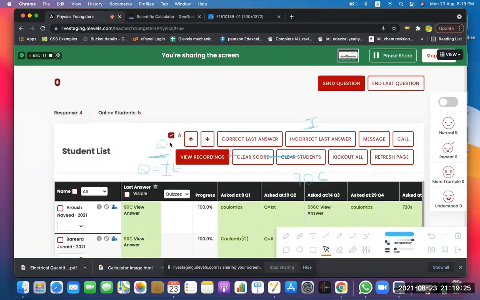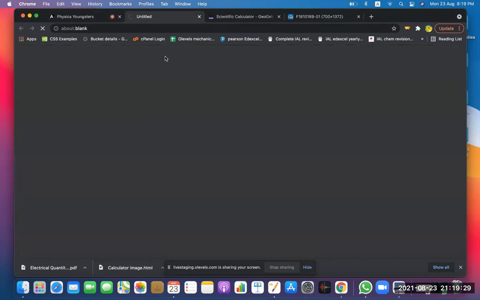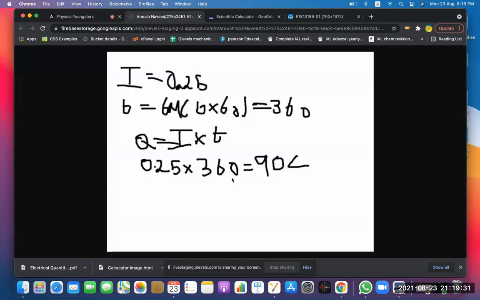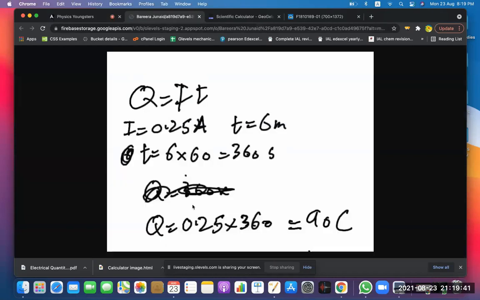Let's view Arush's answer. Arush, mashallah, your final answer is correct. Very good, Arush. You have shown step-by-step calculation. Very good. Let's view Barira's answer as well. Very good, Barira. Your answer is also correct.